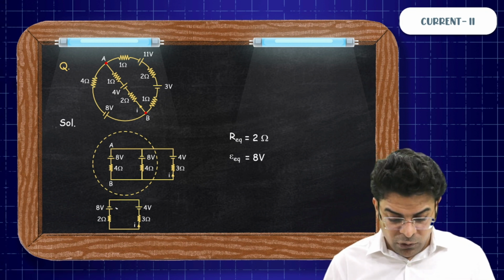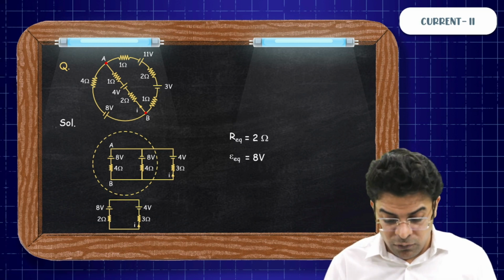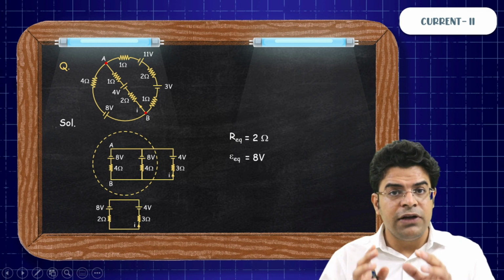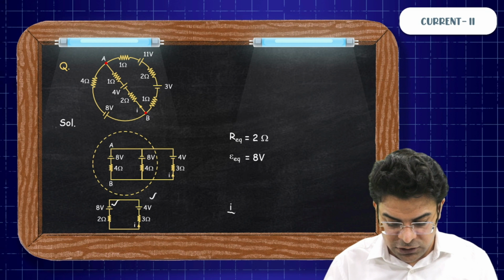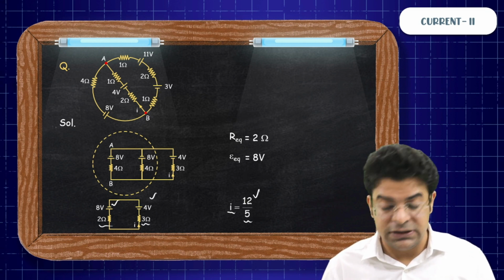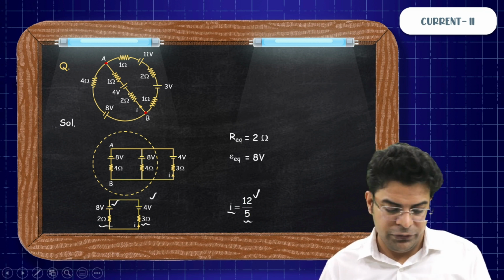Now this 8 volt tries to drive current from its positive to negative, that is anti-clockwise. The 4 volt tries to drive current from its positive to its negative, that is anti-clockwise. Both of them try to drive the current in the same sense. So you will say I has to be equal to 8 plus 4 upon 2 plus 3. So 8 plus 4, 12, upon 2 plus 3, which is 5. So the current comes out to be 12 by 5 ampere.